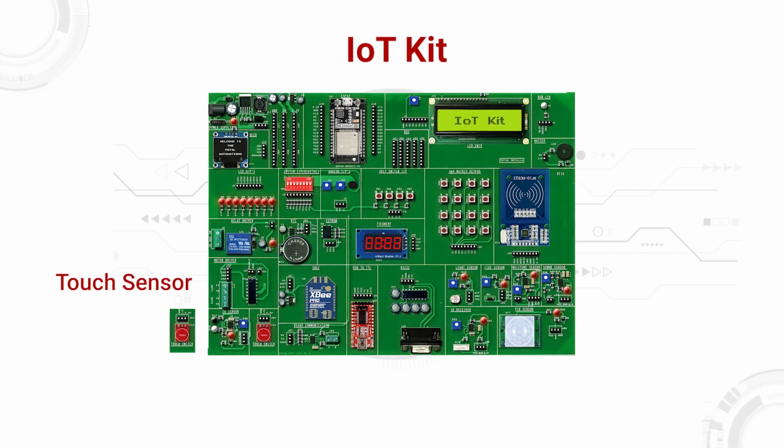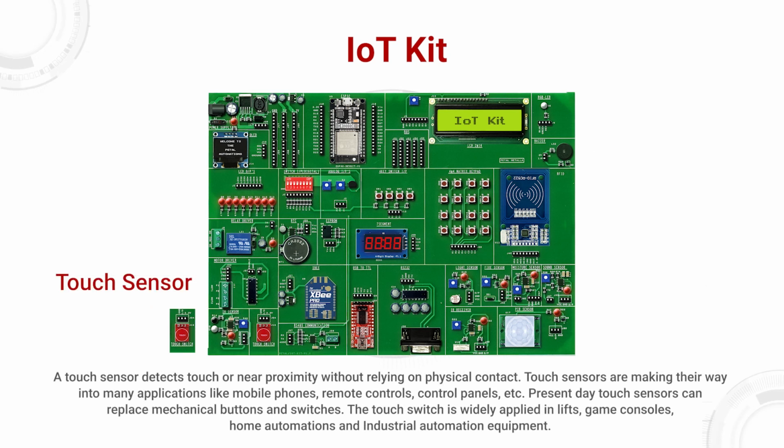A touch sensor detects touch or near proximity without relying on physical contact. Touch sensors are making their way into many applications like mobile phones, remote controls, control panels, etc. Present-day touch sensors can replace mechanical buttons and switches. The touch switch is widely applied in lifts, game consoles, home automation and industrial automation equipment.